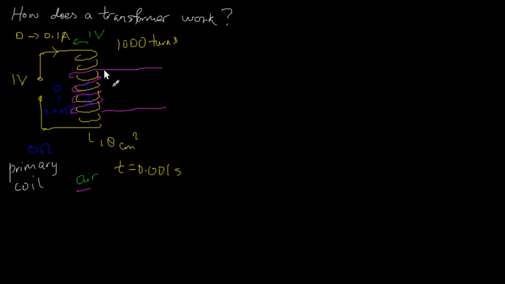So for my secondary coil, I just coil it around the first coil, so that the magnetic flux generated by the primary coil would also go through the secondary coil. So this is my secondary coil.